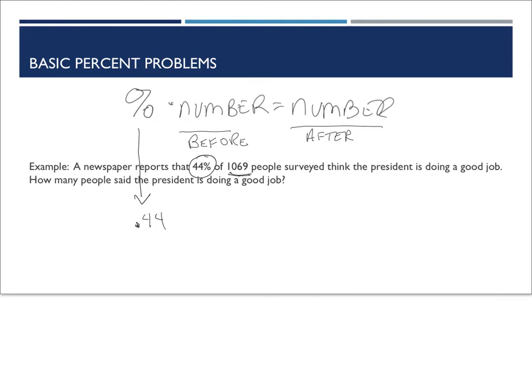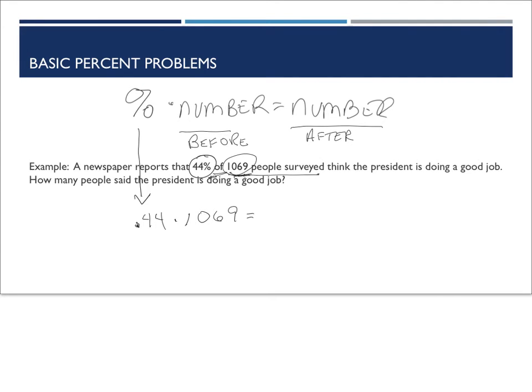So when I look at my 1,069, I'm trying to figure out, is that the before number? Is that all the people who were surveyed? Or is that the after number? Is that just part of the people who were surveyed? Well, the "of" gives us a clue. Newspaper reports that 44% of 1,069 people surveyed think the president is doing a good job. Well, that is the number before we took a percentage.